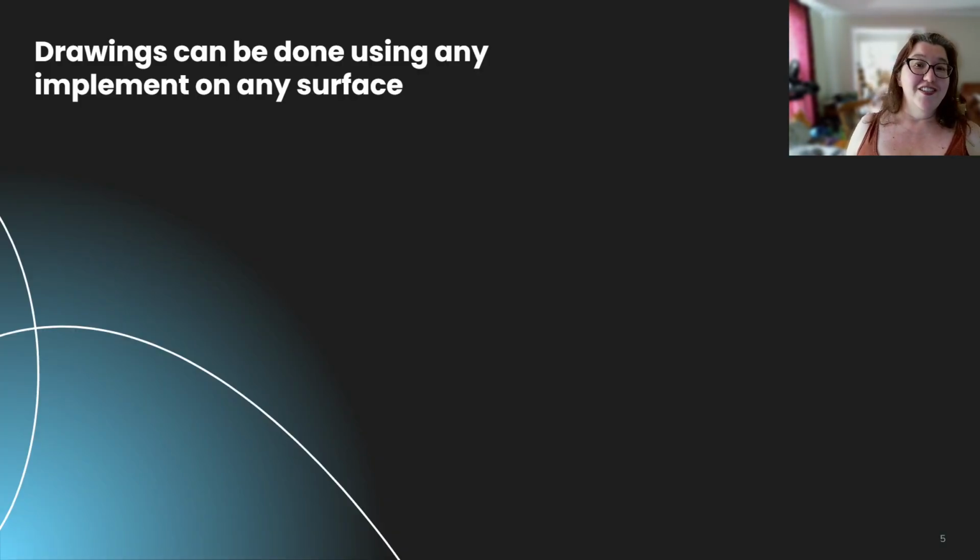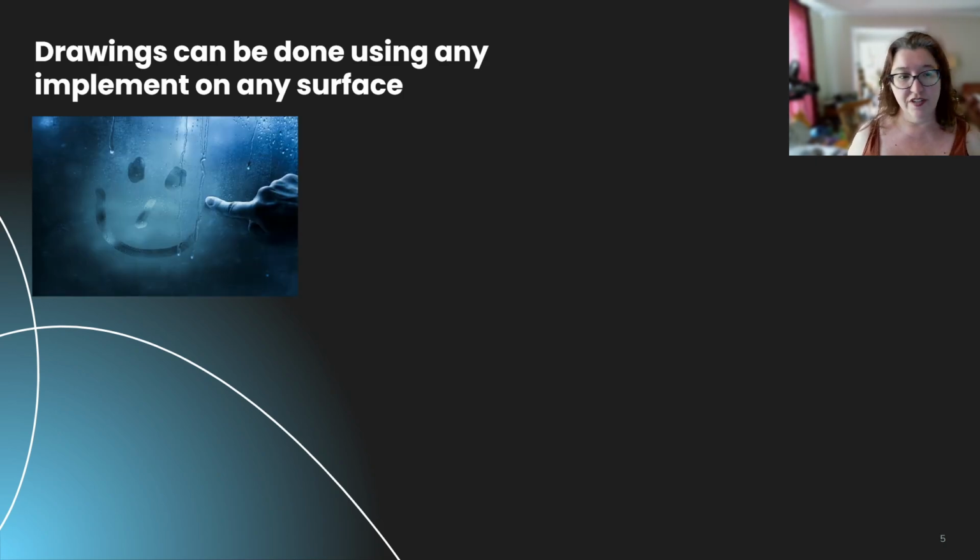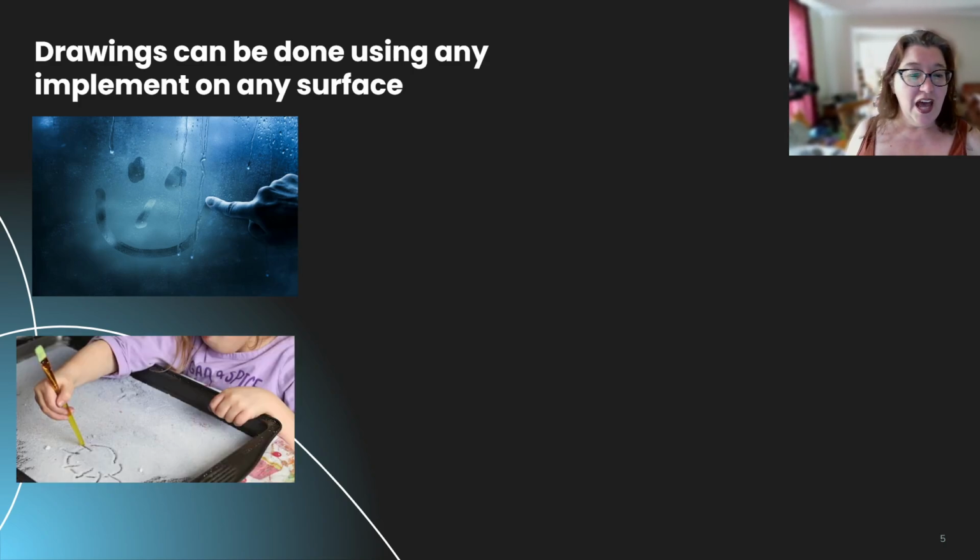So drawings, we think of pencil and paper, but they can be done using any kind of implement on any kind of surface. For example, drawing in the fog on a window, my kid's favorite thing to do in the car. I also love to do it because I am also just a big kid. Salt trays are super great. So you put salt down, and this one in this picture was just like a cookie sheet, but you could put construction paper or contact paper or something in a box, and then when you scrape through it, you are looking at the colors underneath, and that's fun for kids too.